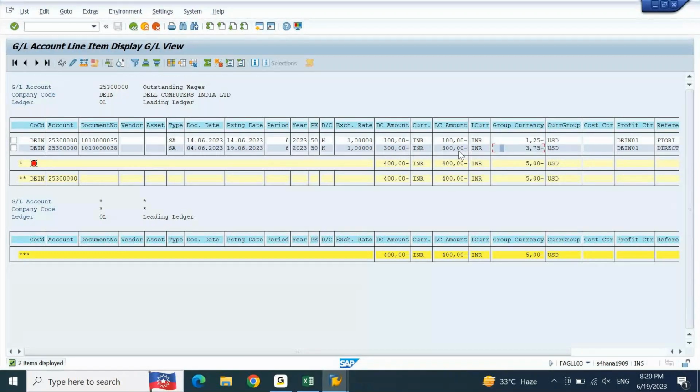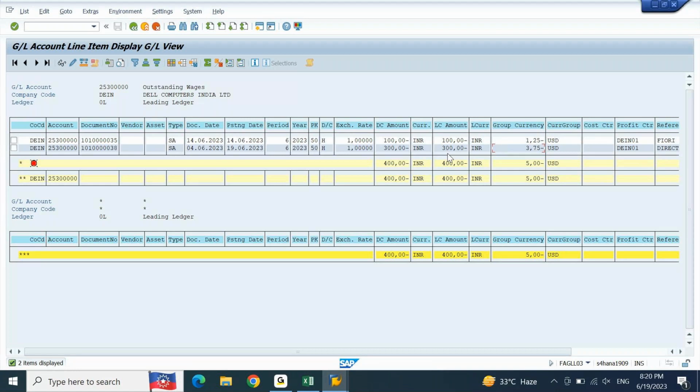There is no fixed rule that you have to use this offsetting account. You can use any offsetting account, but you need to ensure the GL in which you are trying to do the clearing must be properly utilized. In order to clear this account, we must pass a debit to this account. Correct? Outstanding wages account must be debited to clear this 300. Am I correct? Yes, Ajay.